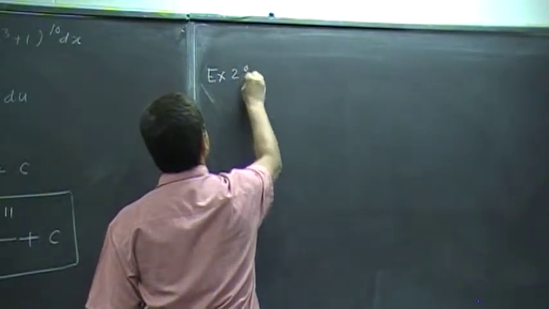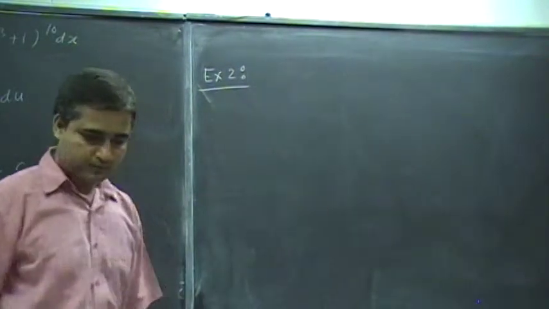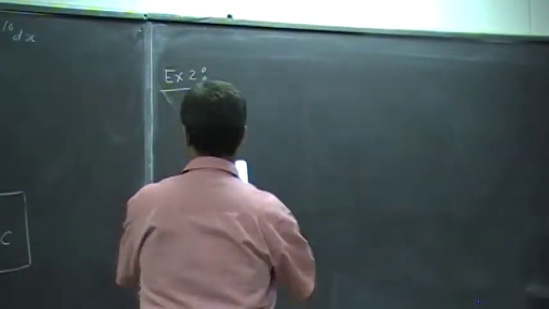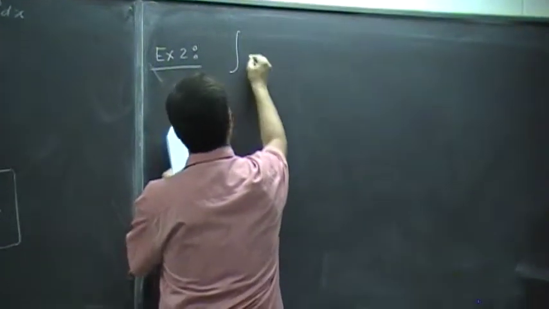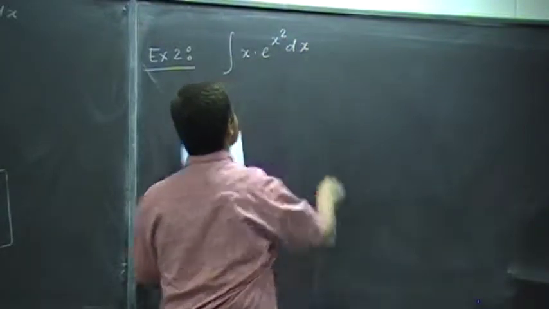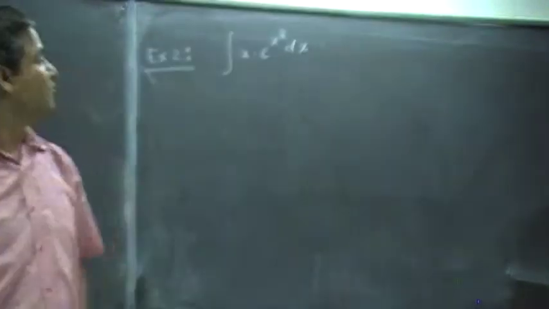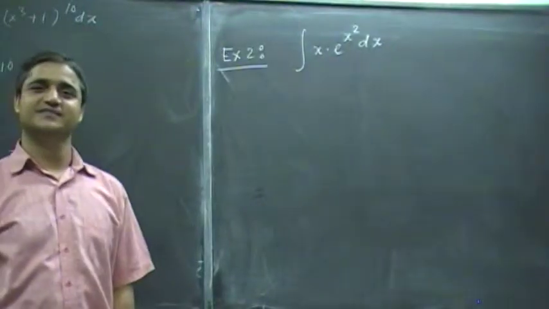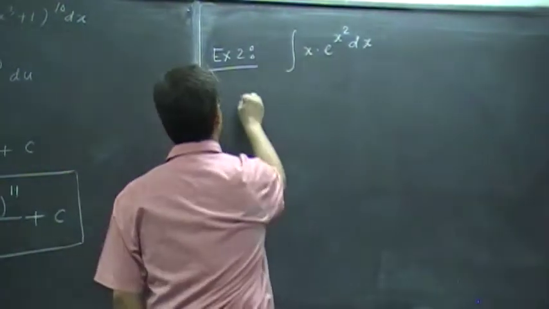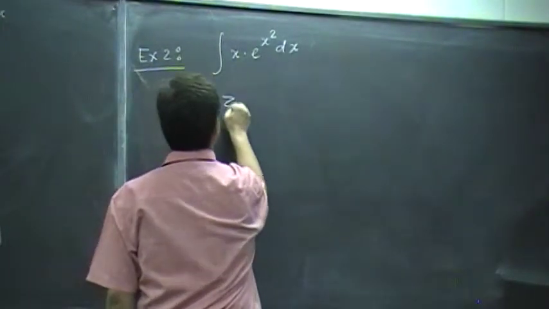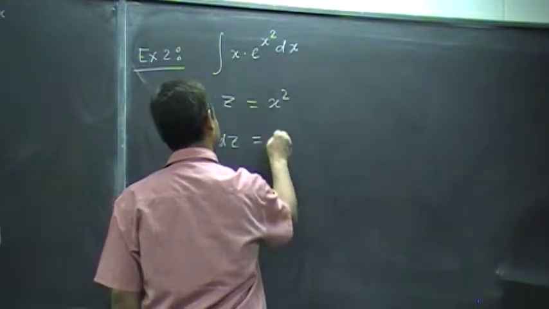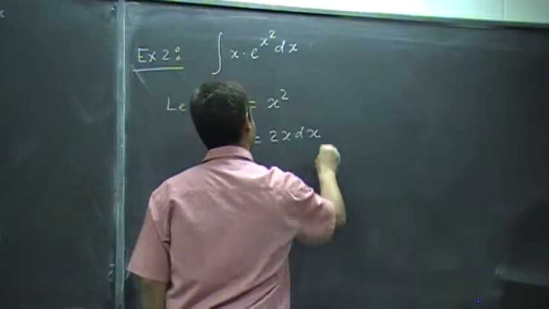Let's do the second example. Example 2: the integral of x times e to the x squared dx. What do you want to substitute for? x squared. Okay. Let the new variable z equal x squared. What is dz? 2x dx. Perfect.